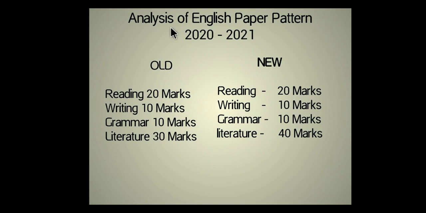Then, having gone through the video and having seen the paper pattern, what exactly is the change that is made in the syllabus? Previously it was reading for 20 marks, writing for 10 marks, grammar for 10 marks and literature for 30 marks. But this time the CBSE board has made reading 20 marks, which is again mostly MCQs. Writing is also for 10 marks, which is your letter writing, 5 marks for the letter and 5 marks for passage writing. Grammar is also for 10 marks, but again in the form of MCQs, and literature is for 40 marks altogether from Footprints and First Flight.